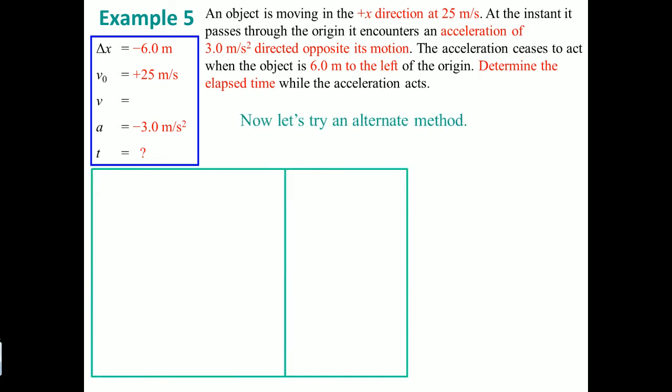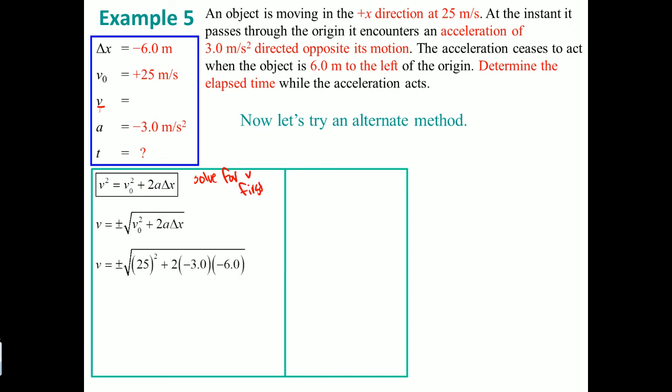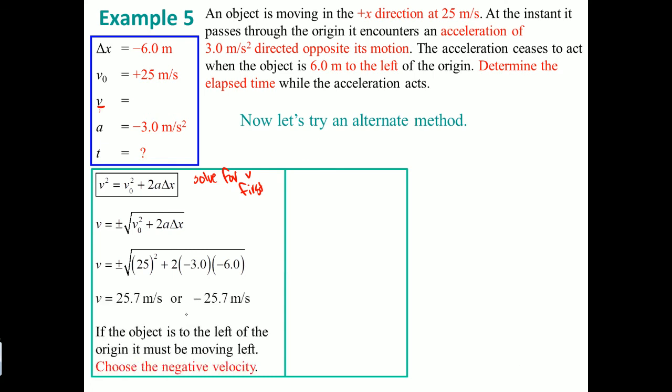You could actually do this without the quadratic equation, but it requires two equations. Notice that our v here was unknown. So what they're going to do here is solve for v first. Take the square root to get an answer, and they get this. Notice that if the object is to the left of the origin, it must move left. It doesn't matter how you plug this in, you're going to see how time is in the end. So here, we choose the negative velocity, so we pick this one.